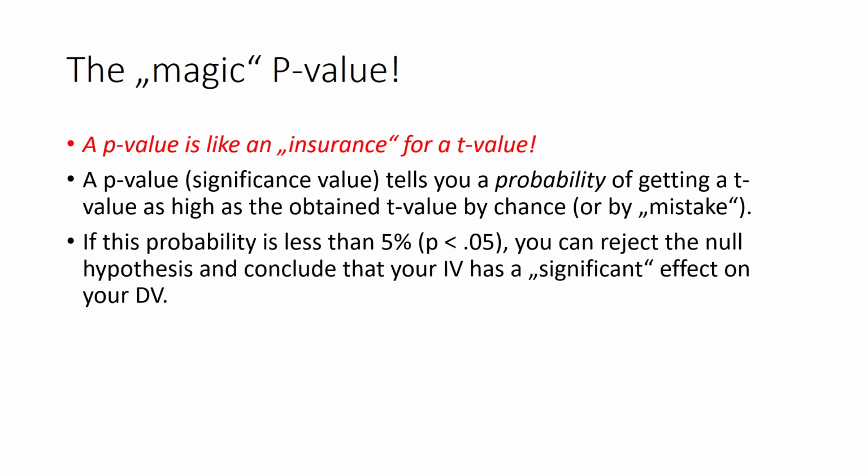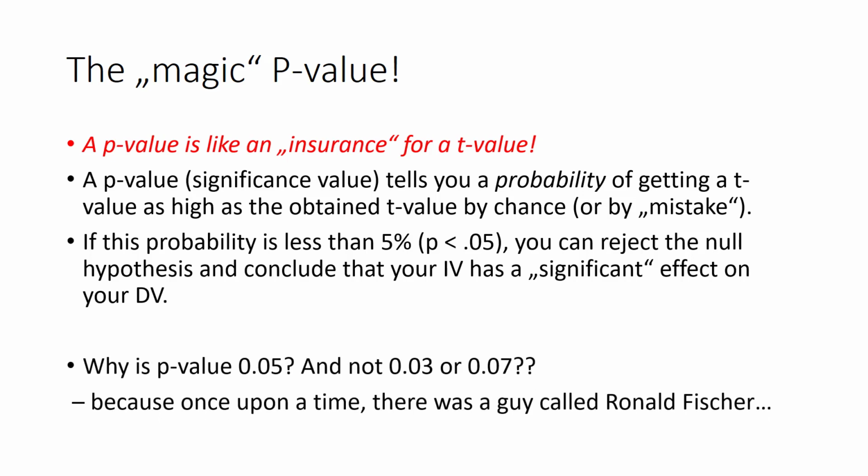So the larger the t-value, the smaller the p-value. Because if a t-value is large, that means the t-value is doing a good job. So the p-value only needs to catch a t-value a few times for making a mistake. I hope this metaphor somehow makes sense to you. Now the bottom line is that you want the p-value to be less than 0.05 because this will allow you to reject the null hypothesis and conclude that your independent variable has a significant effect on your dependent variable.